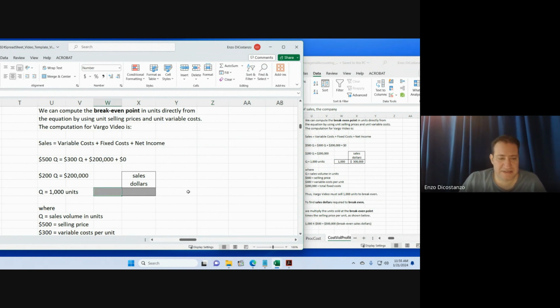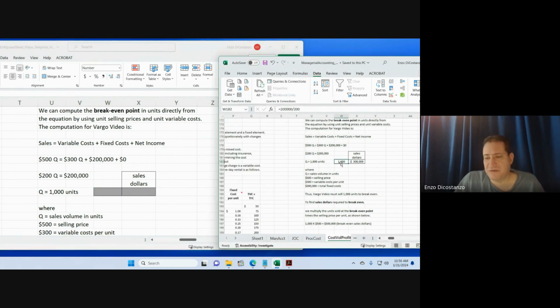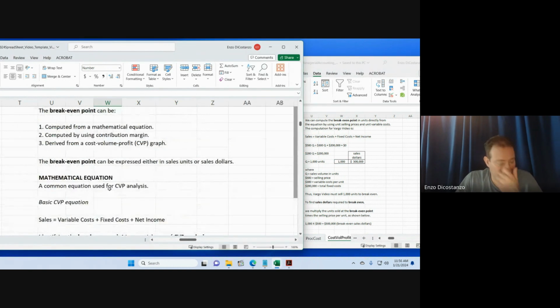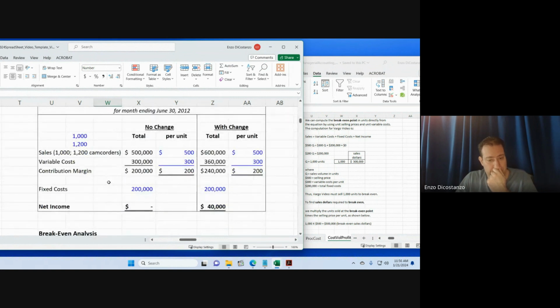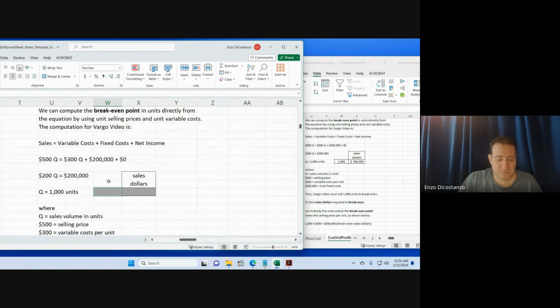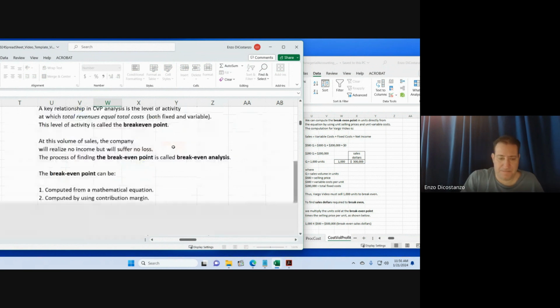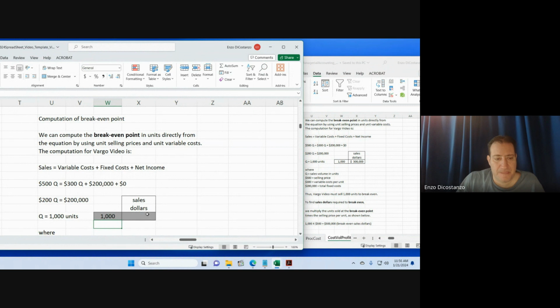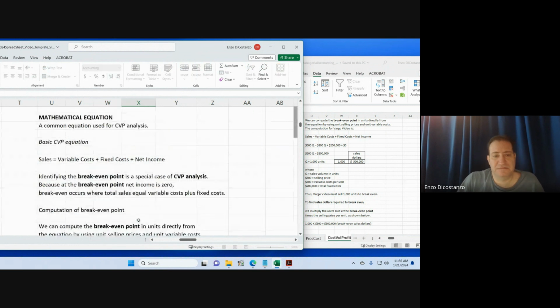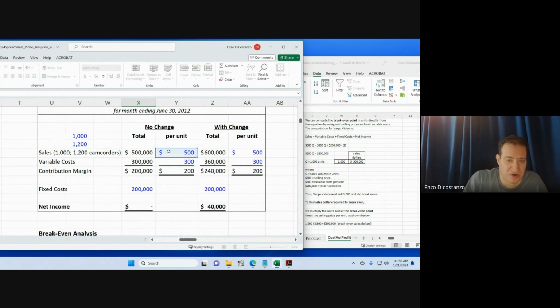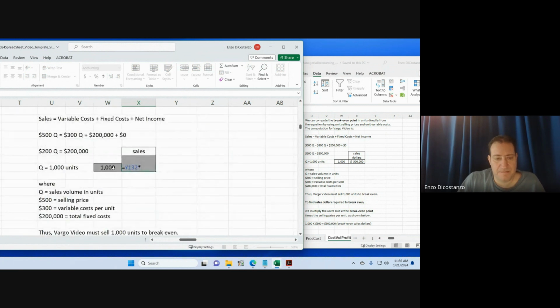So what you would do with this, how did I do it here? I hate hard coding this stuff, but we could even do it like this. Up here, 200,000 divided by 200, something like that. That'll give you 1,000. And then this equals 500 times your 1,000. All right, something you can do.